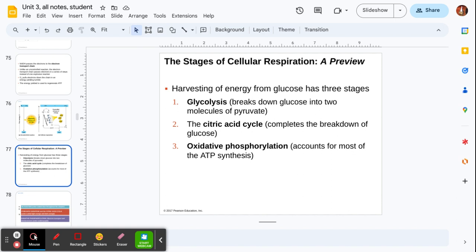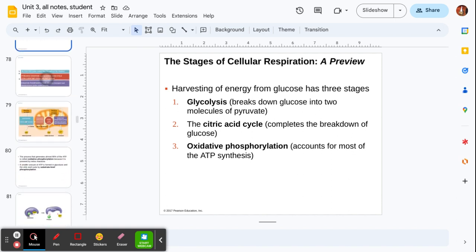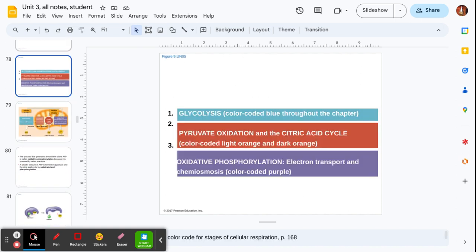And when you look at these steps, they are color-coded in your book by the stage name. So glycolysis has got this blue color to it. Red is going to be for pyruvate oxidation and the citric acid cycle, and oxidative phosphorylation, which we will not get to today, will be color-coded as purple.